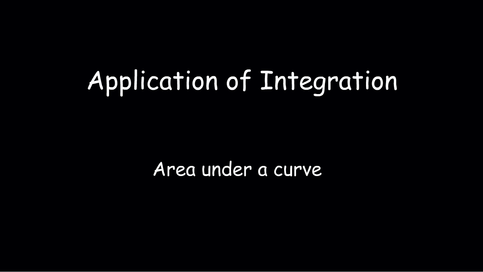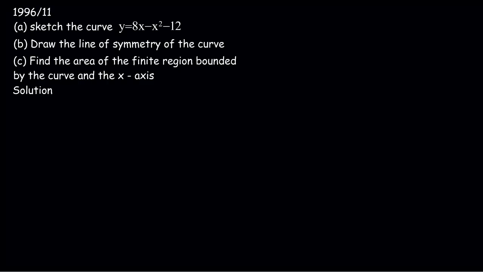Today we'll be choosing some of the application of integration with focus on area under a curve. Our first question is from WAEC 1996. It states that A. Sketch the curve y equals 8x minus x squared minus 12. B. Draw the line of symmetry of the curve. And C. Find the area of the finite region bounded by the curve and the x-axis.